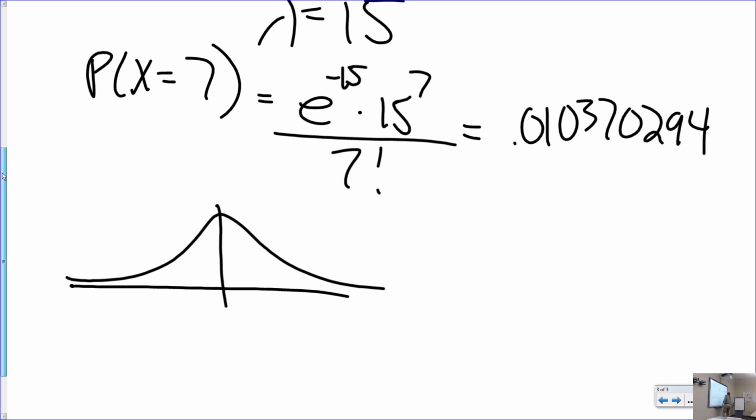All right, so not bad. Let's try one from the book and see what the book has to offer for us. What did I assign in 5.3?